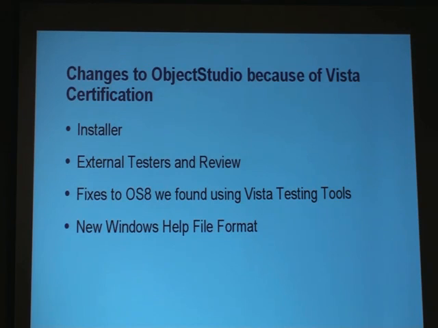Okay, so what were the changes that were actually made to ObjectStudio? Well, the installer was completely revamped. I'll talk about that a little more in a moment. Of course, we had external testers working on it. Just the simple bug fixes and improvements that we were able to put in because of what we found through the process. And also the new Windows Help format. Oddly, you're not even allowed to ship .hlp files with a Vista certified product. Everything has to be converted to CHM.